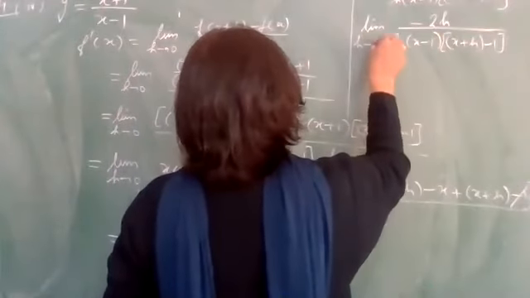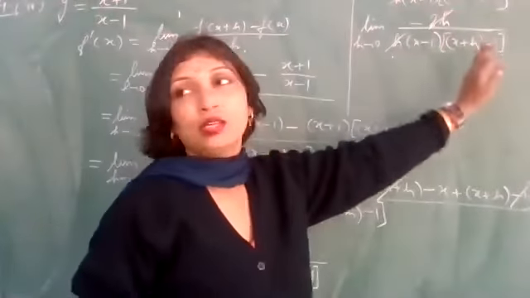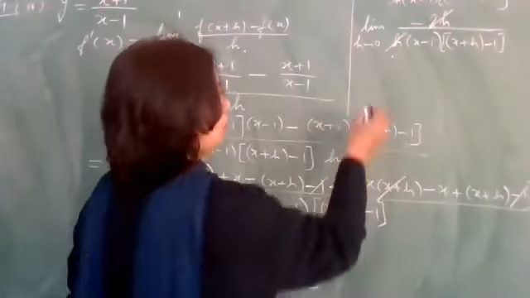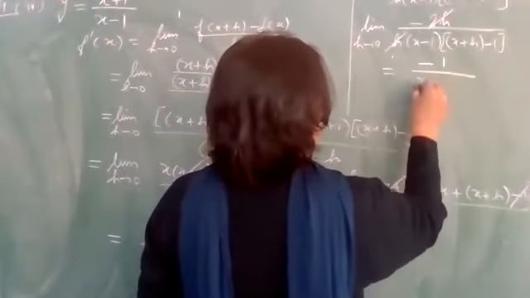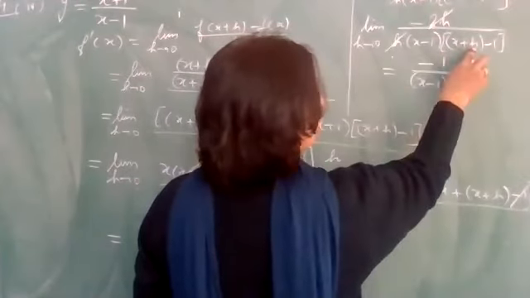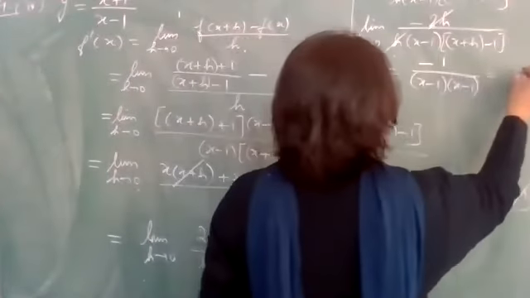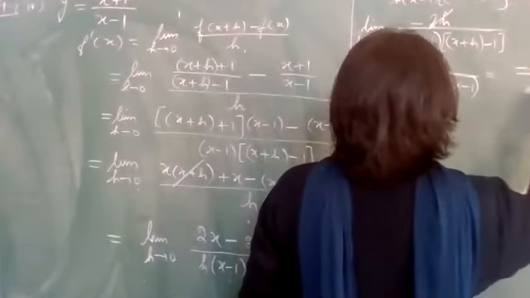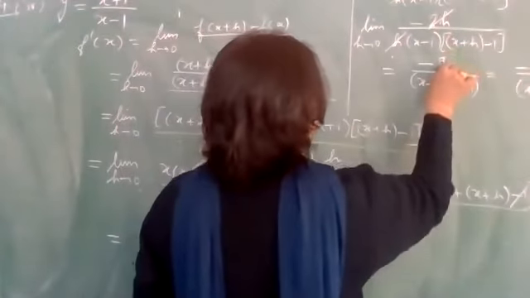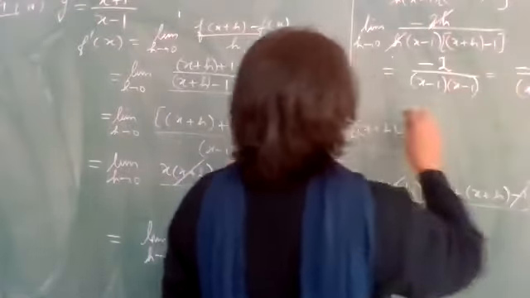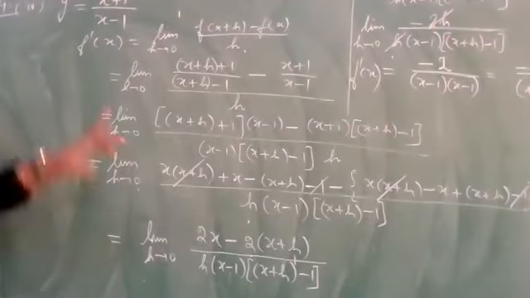It is not completely simplified yet. We can cancel this h, and now we can put h tends to 0. And now we are putting h tends to 0. So what do we get? Minus 1 upon (x minus 1). This becomes 0. Again we are left with x minus 1. So we get the derivative as minus 1 upon (x minus 1) whole square. Minus 2 upon, sorry, 2 is also there. So it is minus 2 upon (x minus 1) whole square, this is the derivative f dash x. Right? Yes, this is the answer.